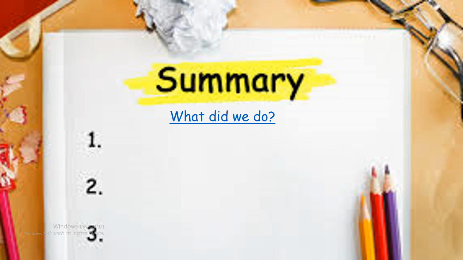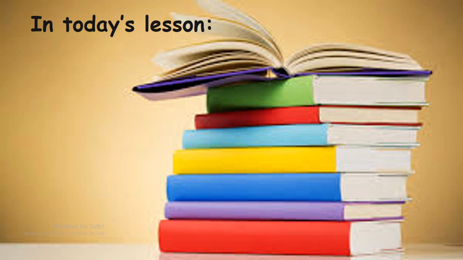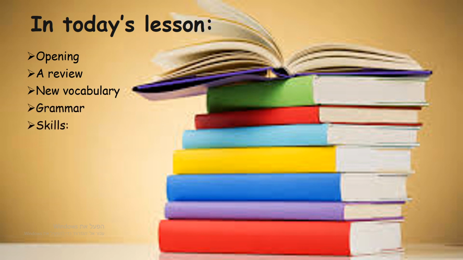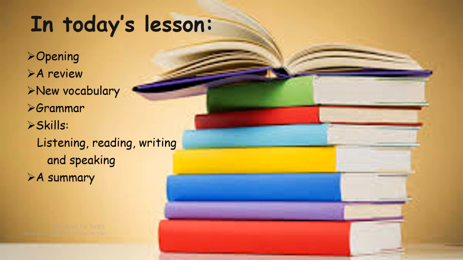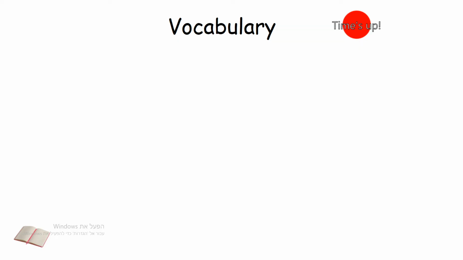So here is a summary. What did we do today? Today we made an opening for this lesson and a review for the A sound and short A sound, and we learned new vocabulary, and we will go over them again in the last minute, and we learned some grammar like have, has, s, and verbs. Okay, and some skills like listening, we listened to songs, and reading, writing, and speaking. Also, at the end, we made that summary, and I gave you that task for today's lesson, which is page 151 and 155, excellent.